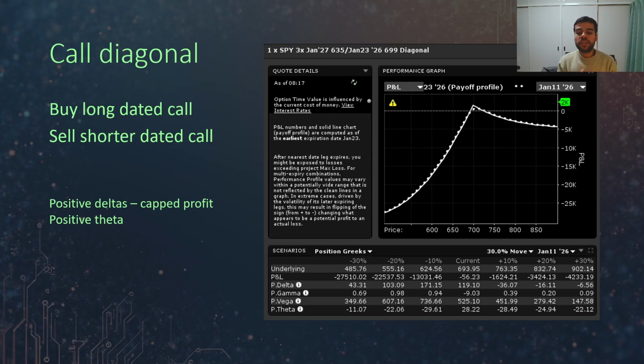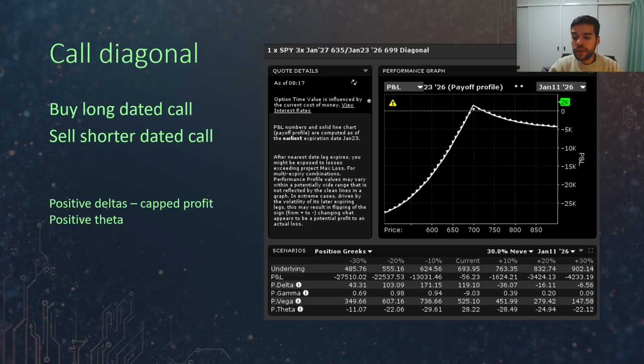Well, the advantage of it is that the long dated call that you buy usually has a smaller theta, and the shorter dated call has a higher theta. So that means the passage of time will earn you a credit. So you are winning money if the product does not move. What is the drawback of it?